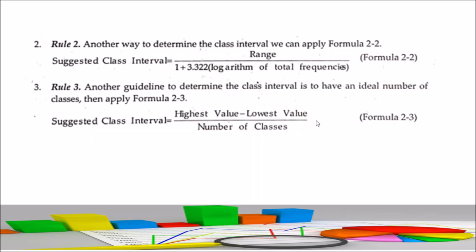And rule 2, another way to determine the classes or class interval, we can apply formula 2-2 in my reference. And rule number 3, another guideline to determine the class interval is to have an ideal number of classes, then apply formula 2-3 in my reference. But for us to have a uniform answer, we will use rule number 1. Take note, we will just use rule number 1 for us to have a uniform answer.